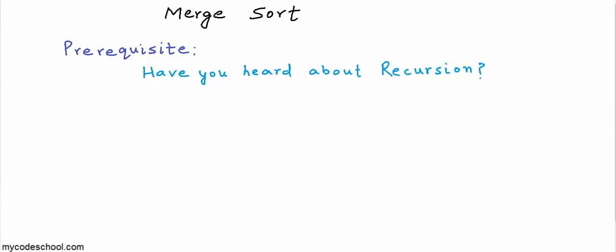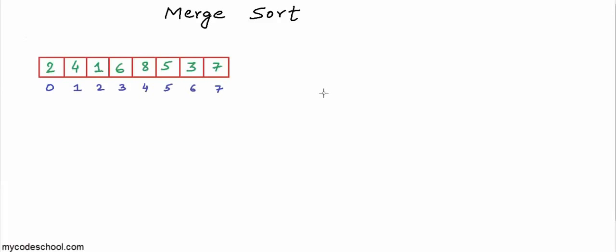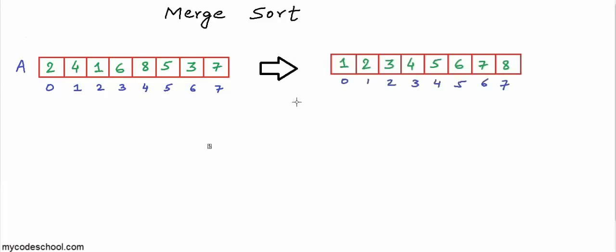Once again, I'll pick up a very simple sorting scenario. Given a list of integers in the form of an array, something like this. Let's name this array A. We have 8 elements in the array, so we have indices from 0 to 7. We want to sort this list in increasing order of the value of integers. So the list should be rearranged like this.